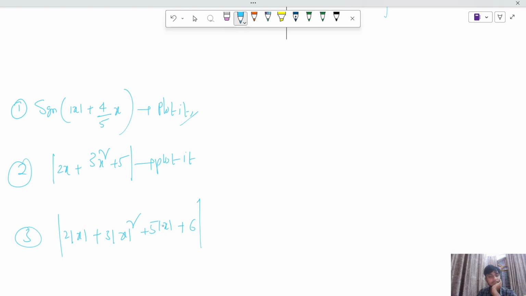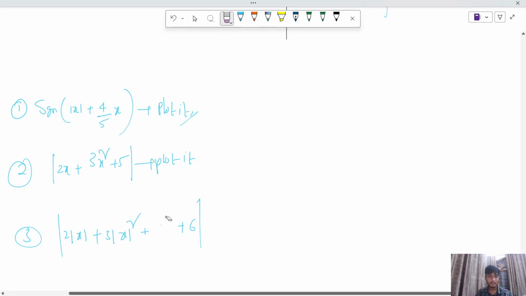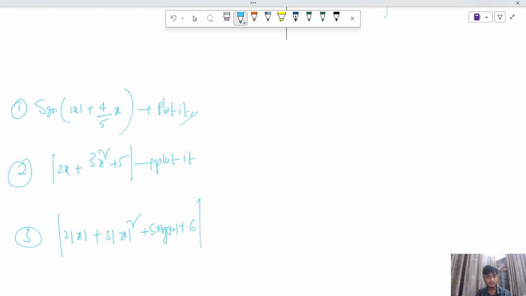So now let's make it somewhat spicier here. Because 2 plus 5 is 7, so what's the point? Okay. 5 into SGN of x. So try to plot these. Okay. So try to plot it.